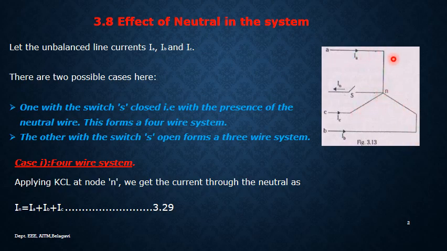If the current goes into this junction, what sign are we going to use? Positive. If it is going away from the junction, we assume it as negative. So we get the equation IA plus IB plus IC minus IN, because it is going away from the junction, minus IN is equal to 0. If we simplify it, the neutral current is equal to the sum of all the line currents, the sum of IA, IB and IC.